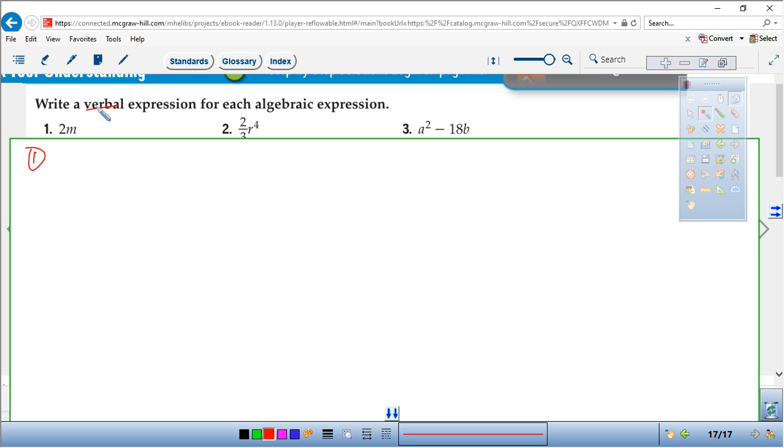I like it. 2 times m. Anybody else want to help out? Is there another way of saying the same thing? Okay, 2 multiplied by m. Anybody else? Okay, I'll say this much. We can say the product of 2 and m. I guess there are several ways of saying that. Good job. Let's go to number 2.